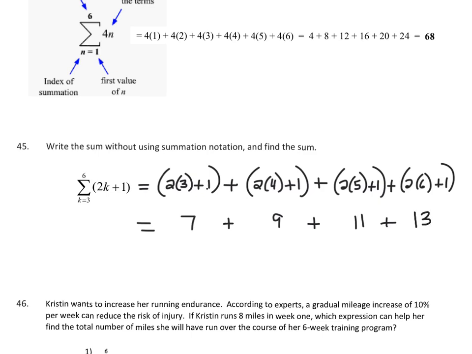All right, so now if we want to add all these together, this is actually easy to add together because 9 plus 11 is 20, and 7 plus 13 is 20. So 20 plus 20 is 40. If you add all this up, you wind up getting 40.